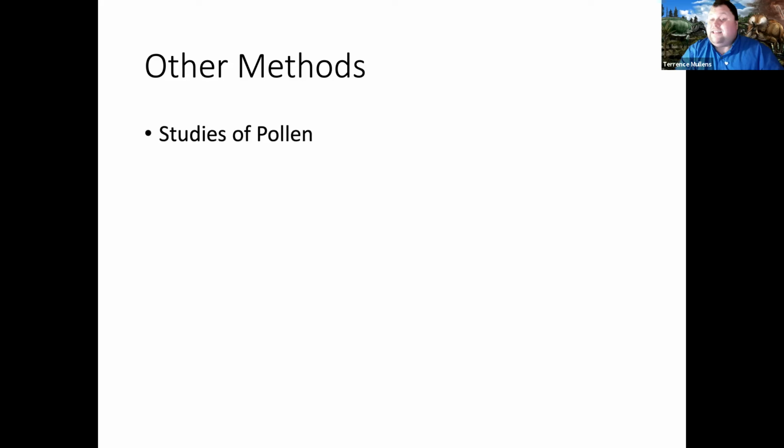Other methods include pollen. Pollen, when it's released, represents a growing season, and we can actually look at the amount and the types of pollen that are present beneath the surface of the earth.